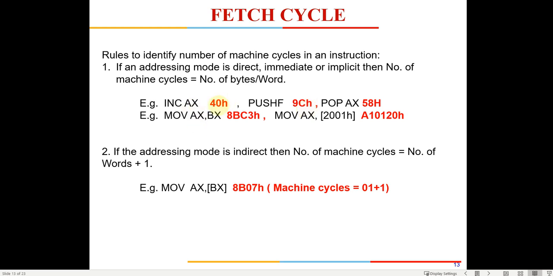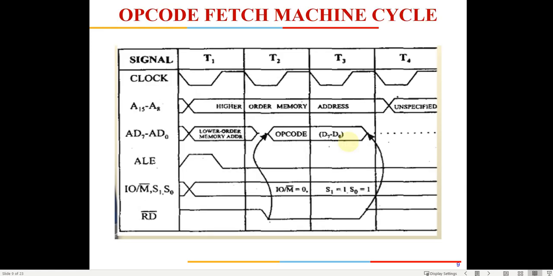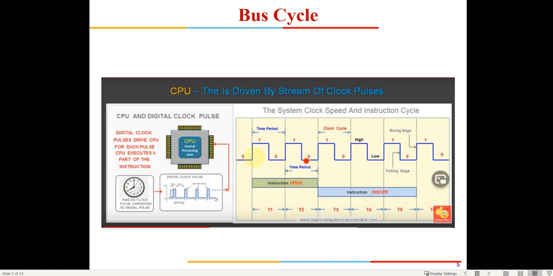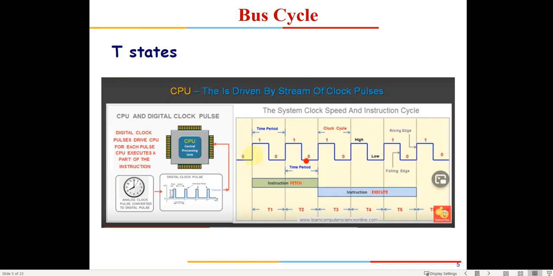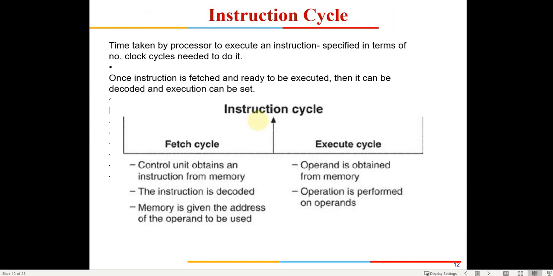So if you see MOV AX, it consists of one memory read operation, so there will be 4 clock cycles. That is different. We are talking about machine cycles here, not clock cycles. So one machine cycle is a total read operation. It is fetch the information, decode it, execute it, and store it, right? These 4 operations together are called a machine cycle. So here we are talking about machine cycles in this example.